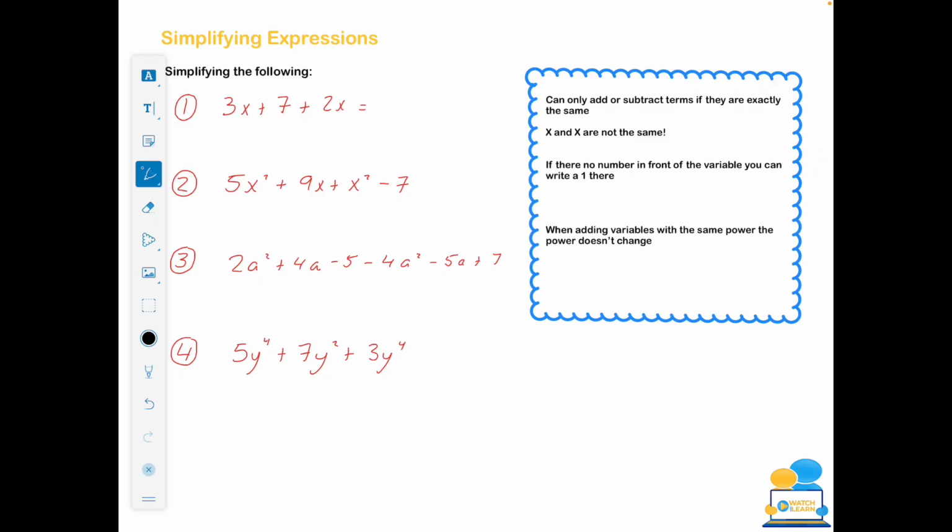So the first thing we're going to look at is simplifying expressions. The question in the exam will just say simplify. Now, these are quite basic examples. They'll probably come up a little bit more tricky than this, but it's important we get the basics first.